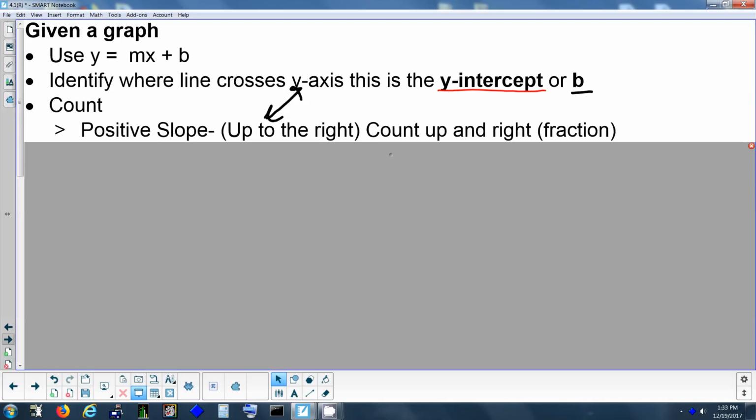Count from the bottom point up till you get to the line where your other point is. Once you get there, stop. How high did you go? That'll be your top number in your slope. Then, how many did you go over to get where that point is? All right? So you're going to count up and to the right. It'll be a fraction.